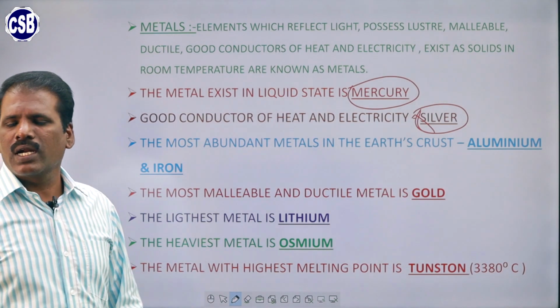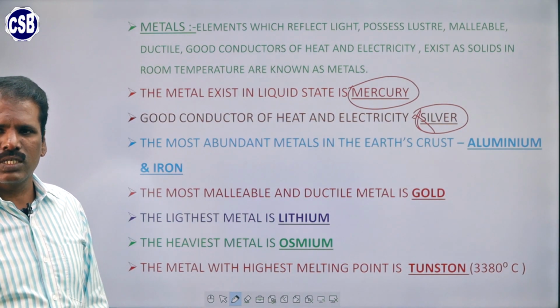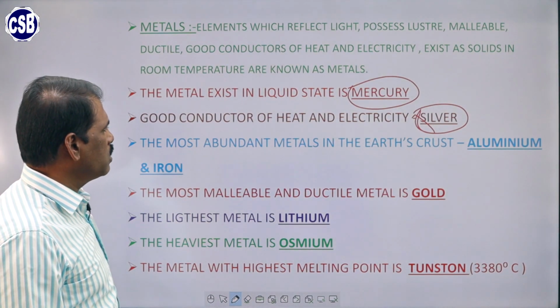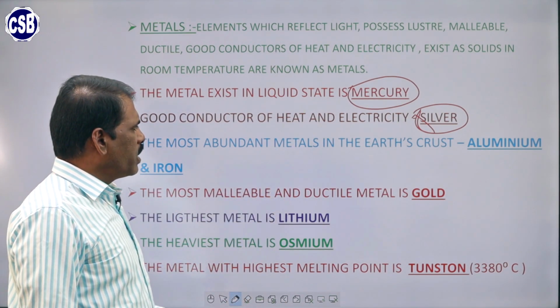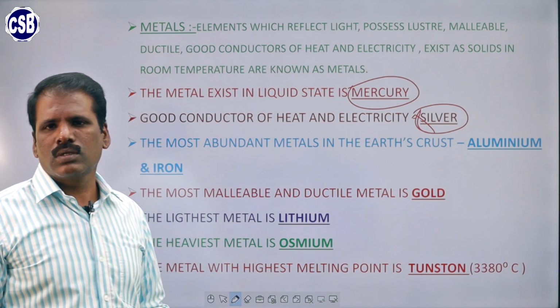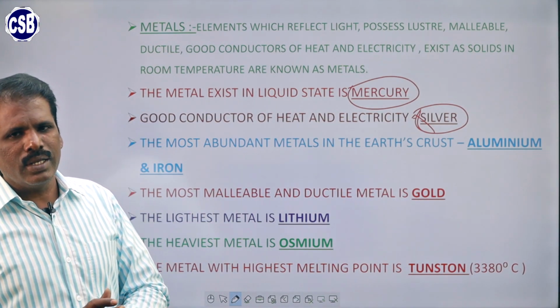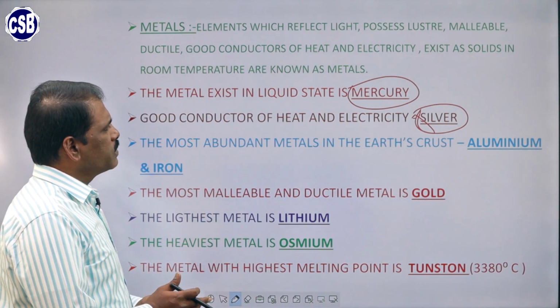So generally metals conduct electricity. They are good conductors of electricity as well as heat, but among them silver is the best one. The most abundant metals in the earth's crust. There are so many minerals available in the earth's crust.